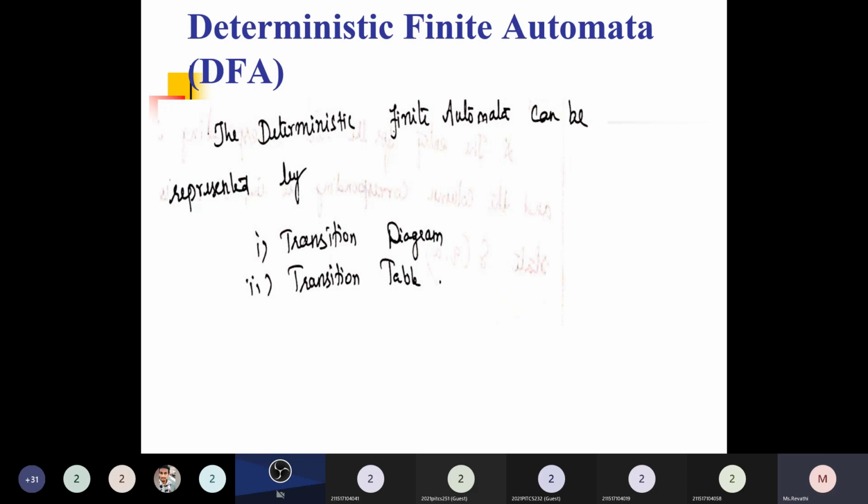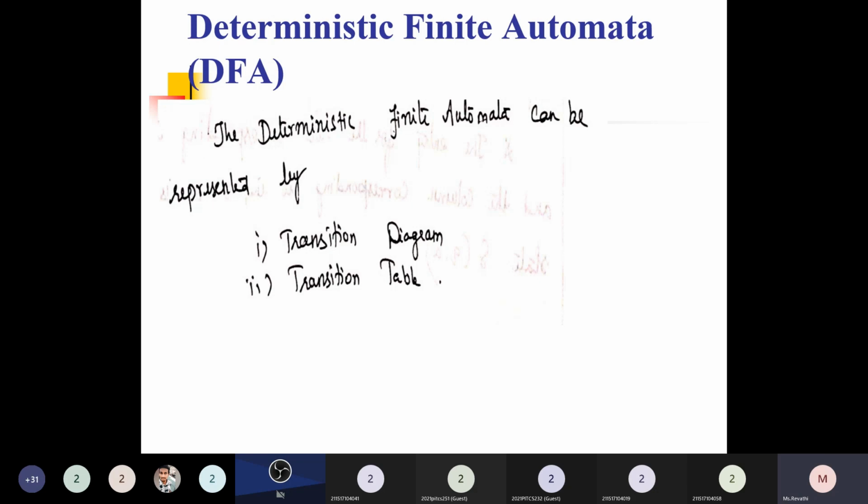What is deterministic finite automata or DFA? Here we have a determined path for a particular input symbol from the current state to the next state. That is DFA. We have a single path. Determined path means we have a single path for the current input symbol from the current state to the next state. That is deterministic finite automata.